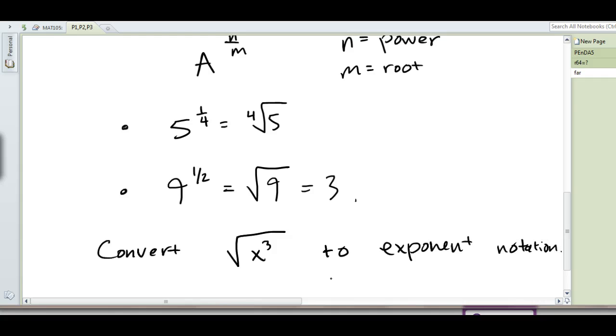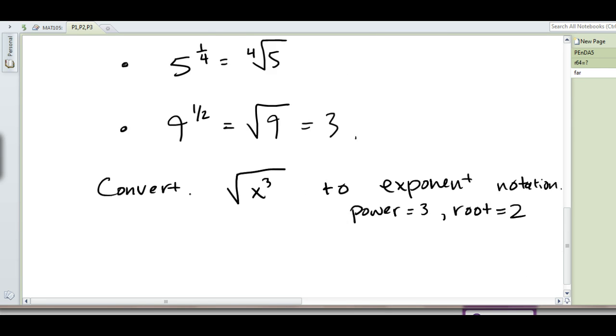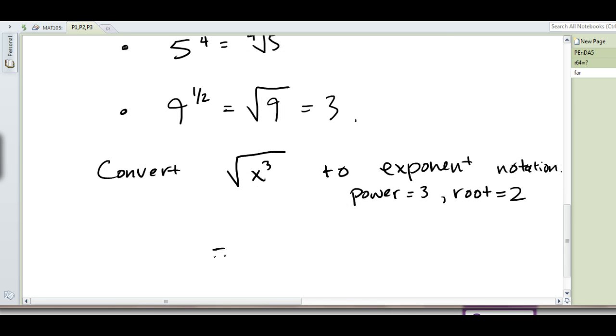First we ask ourselves, what is the power and what is the root? So the power equals 3, the root equals 2, because it's the square root. So remember, the root goes on the bottom and the power goes on the top. So this would be equal to x to the 3/2. Power on top, root on the bottom. Okay, let's go back to the worksheet.